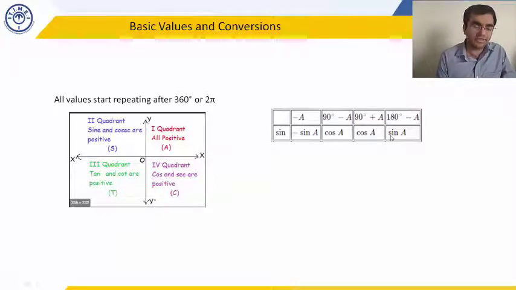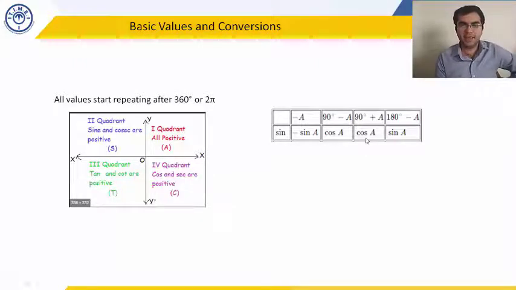Okay, now you can't do this everywhere. You can only do it for minus a, 180 minus a, 180 plus a, and 360 minus a, 360 plus a, where the angle remains the same. Now, when you have half angles, because this is 90, when you have 90 plus minus a, then the angle changes, it transforms.